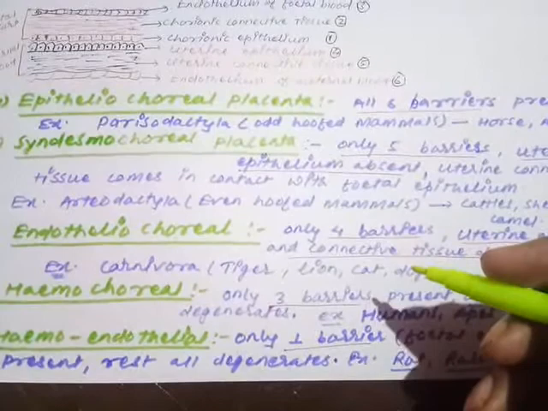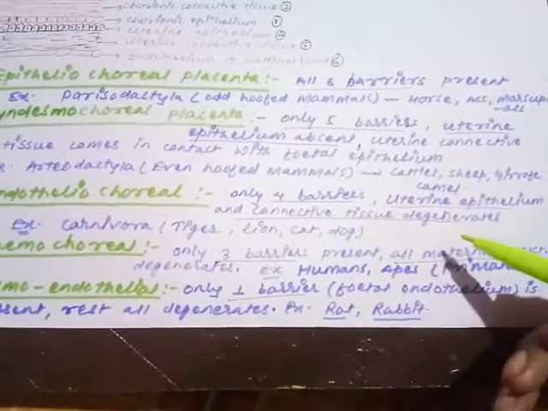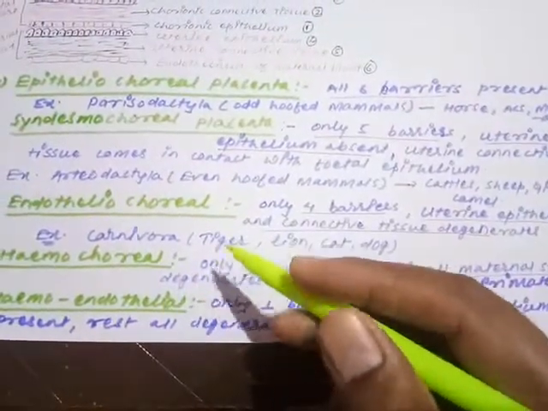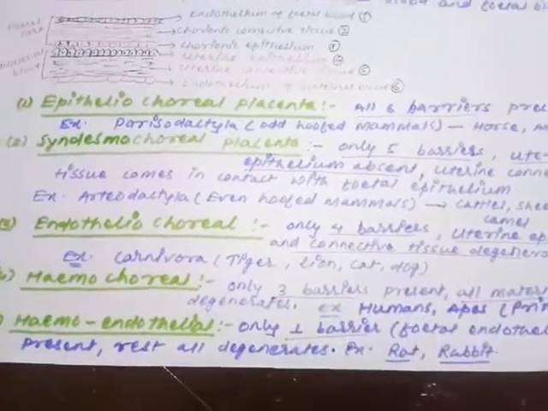That is why this is called endotheliochorial, because the endothelium of the maternal blood vessel comes in contact with the chorionic epithelium. So only 4 barriers. The uterine epithelium and connective tissue degenerate. Example है Carnivora, the order of the mammalia. All the carnivorous mammals are included in the Carnivora.